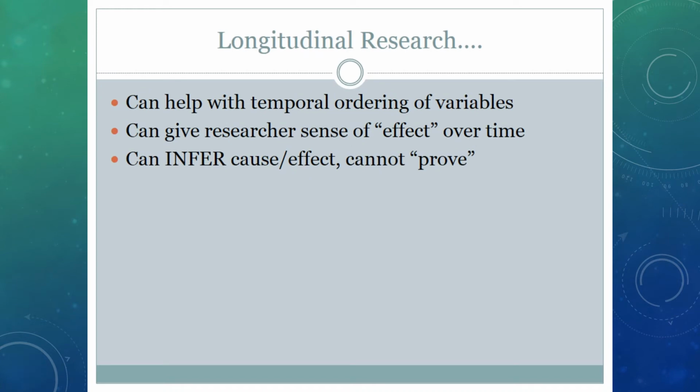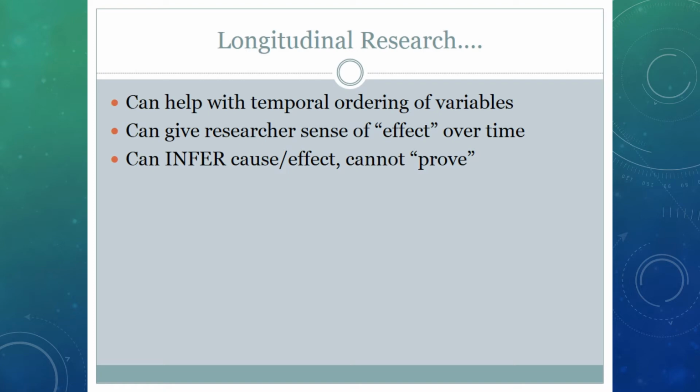Now let's take a little bit more of a look at longitudinal research. Temporal ordering means in time, which comes first, second, third, and so on. If you do longitudinal research, it can help you figure out that temporal ordering because you are going to look at things at multiple points in time rather than one point in time.